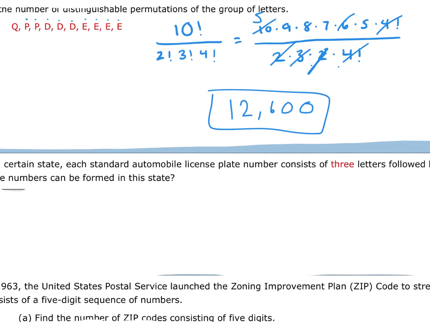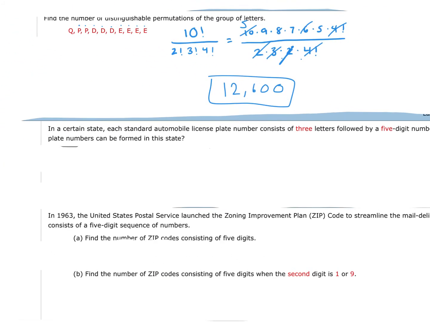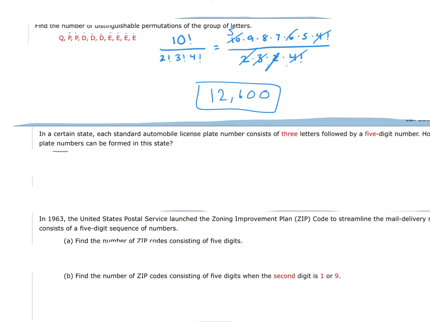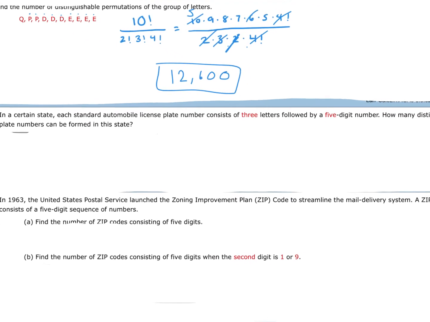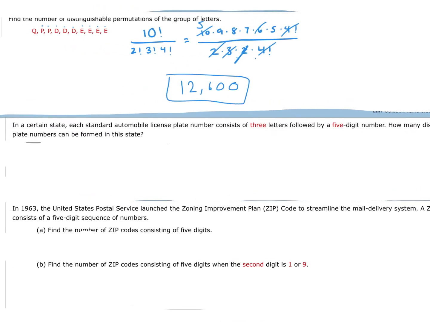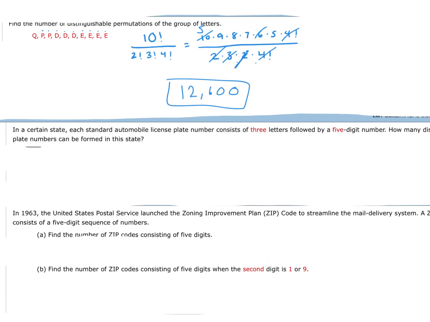All right, let's go to the next. In a certain state, each standard automobile license plate consists of 3 letters followed by a 5-digit number. How many distinct license plate numbers can be formed in this state? So we have 3 letters and 5 numbers. 1, 2, 3, 4, 5. I'm going to separate them because the first 3 are going to be letters, the second 5 are going to be numbers.